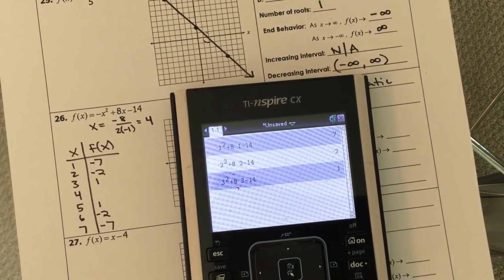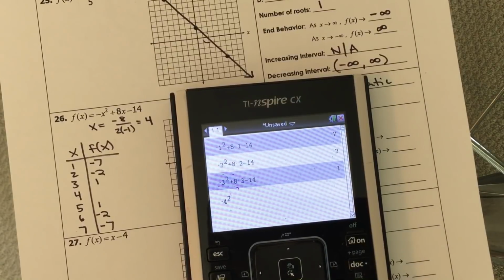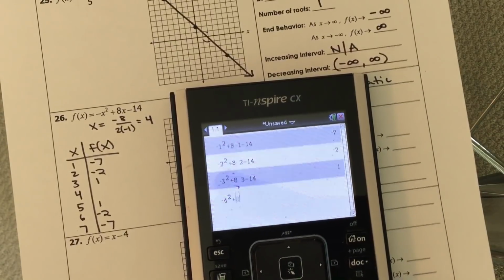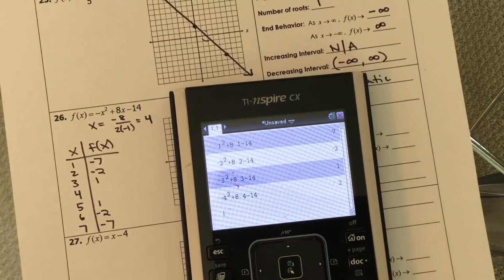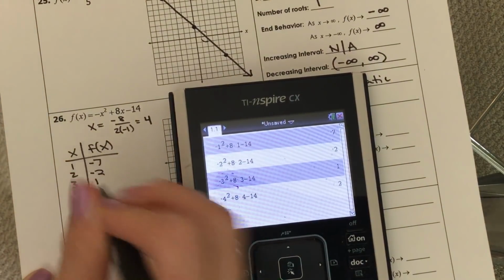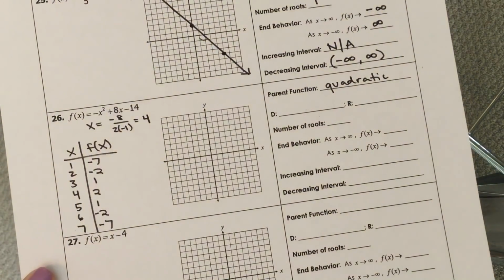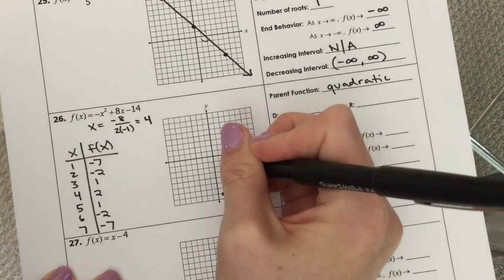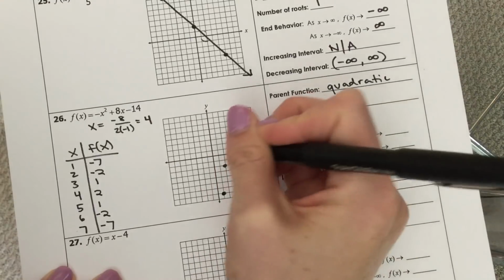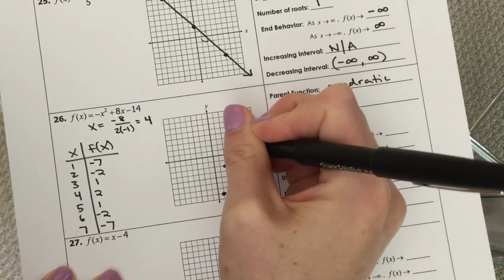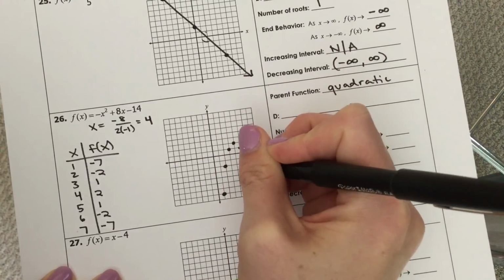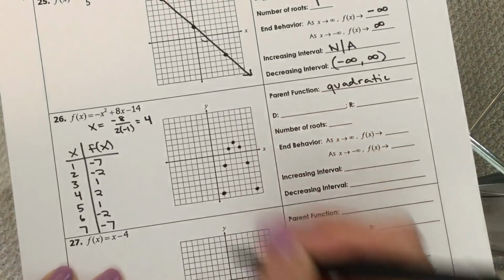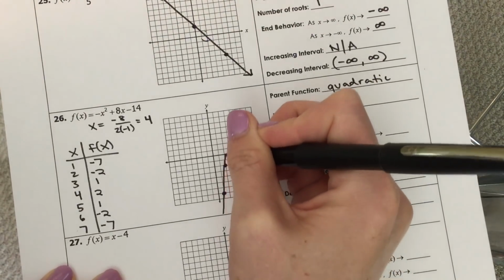And finally, our vertex, negative 4 squared plus 8 times 4 minus 14. That is 2. So we use that table to plot all the points. So we start with 1, negative 7, 2, negative 2, 3, 1, 4, 2, and then there goes our symmetry. Okay, so connect the dots.